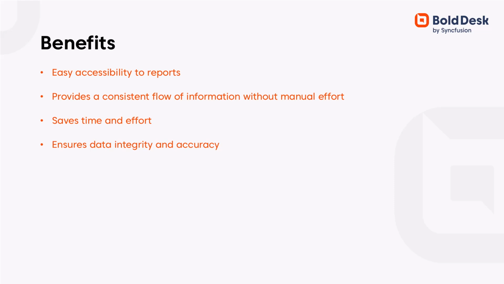First, reports are accessible, being delivered directly to the intended recipients. Second, automated scheduling guarantees that reports are generated and delivered on time, providing a consistent delivery of information without manual effort. Third, automating report generation saves employees time and effort since they no longer need to compile and distribute reports every time, allowing them to focus on more strategic tasks. And last, by automating the process, the likelihood of human error is reduced, improving accuracy in the reports.